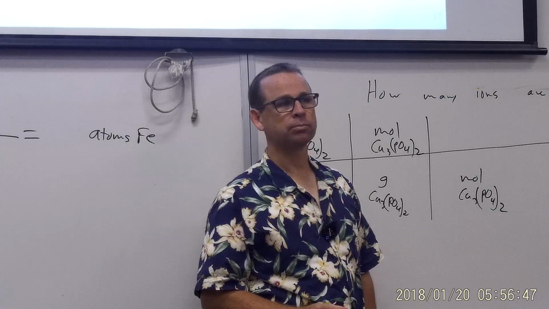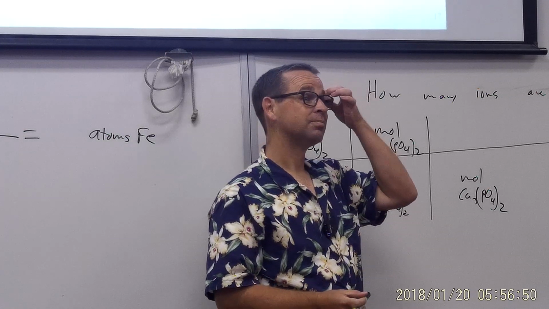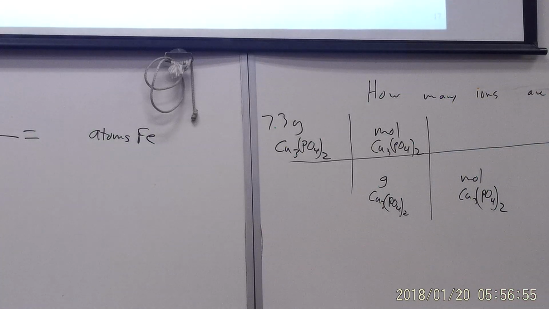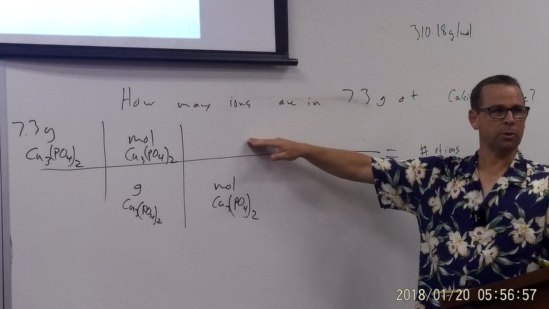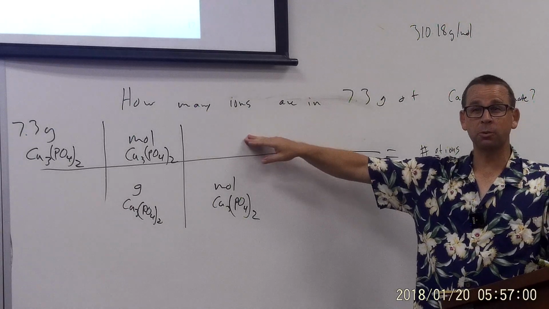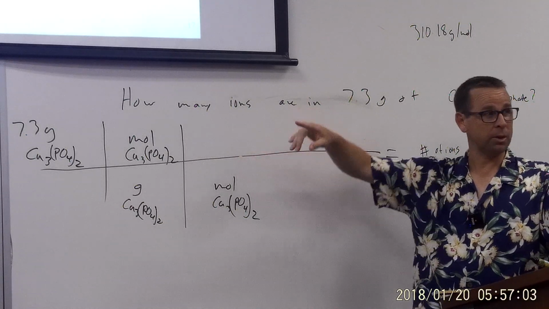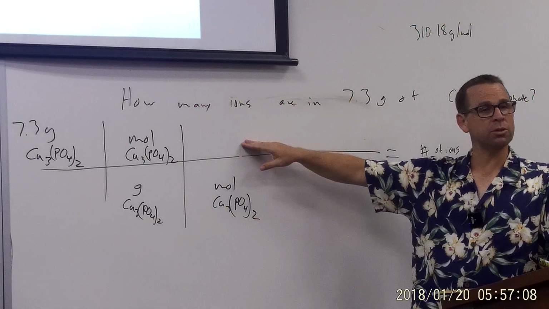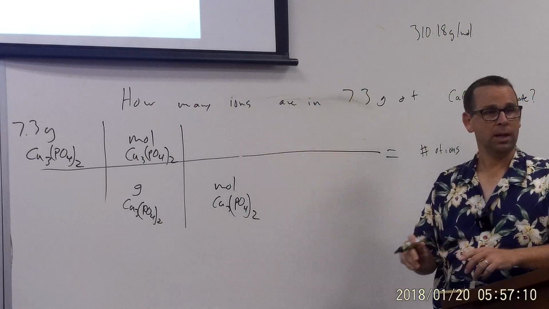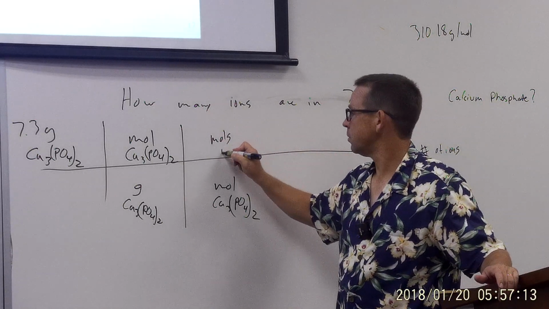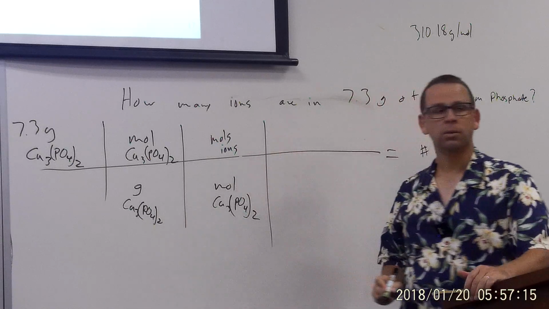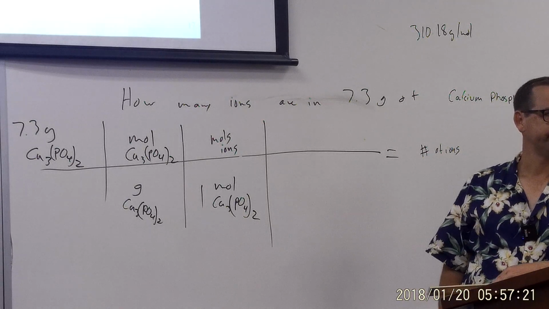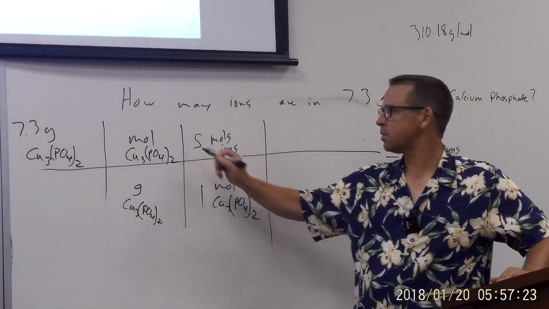What am I after? I'm trying to get to number of ions. If this was number of atoms, where would we go next? For number, we would go to moles of whatever atoms we were after, moles of iron, like we did over there, or moles of calcium, right? So instead, we want to go to moles of what? Ions, moles of ions. How many moles of ions are there in a mole of calcium phosphate? 5. 5 moles of ions.